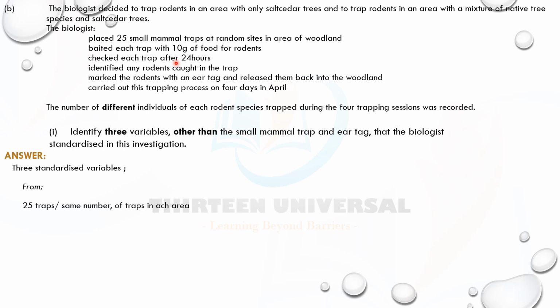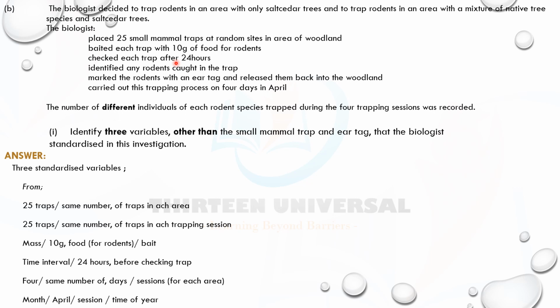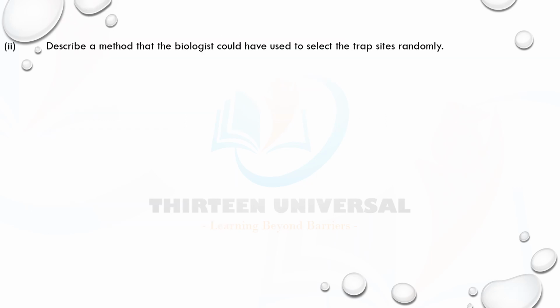25 traps, same number of traps in each area. That's each area. 25 traps, same number of traps in each trapping season. Mass of food for the rodent, the same bait. Time interval before checking, 24 hours for every trap. Same number of days session for each area. So these are the things that are standardized here. They didn't change it, they did it for every trap. All right, that's one mark for one of them.